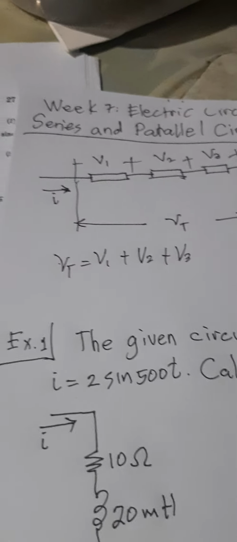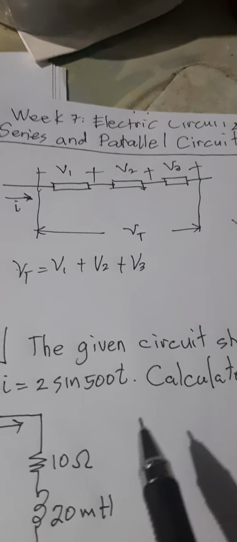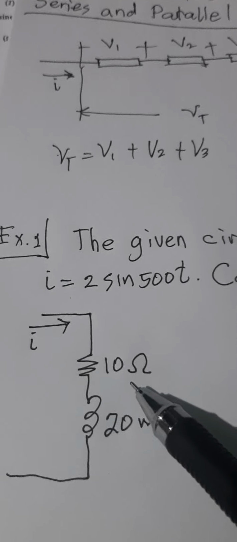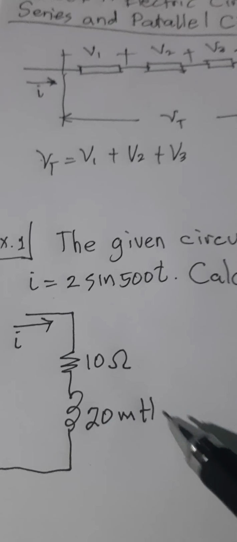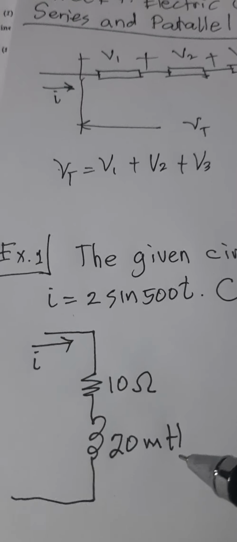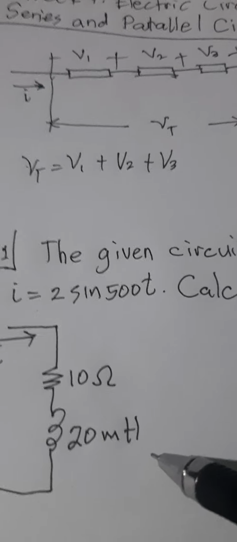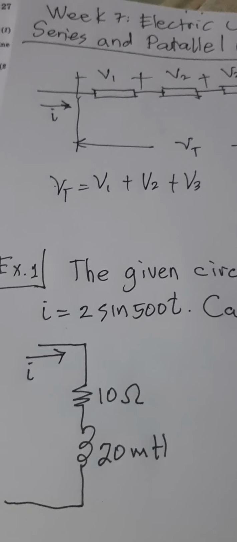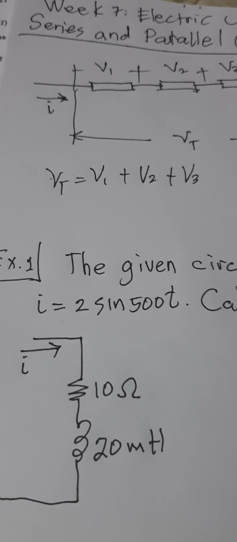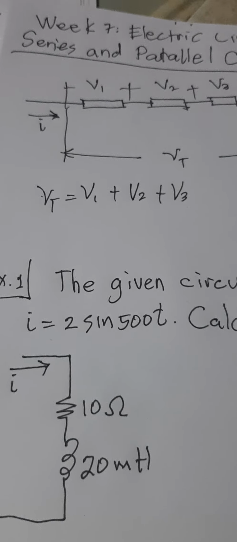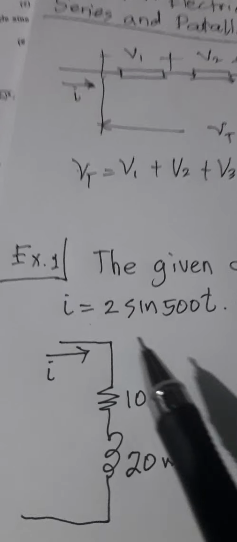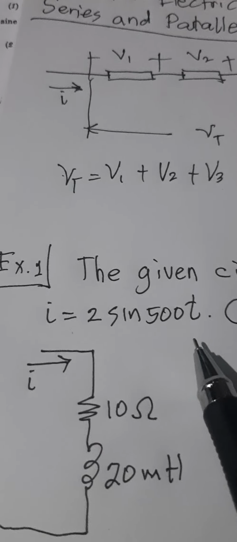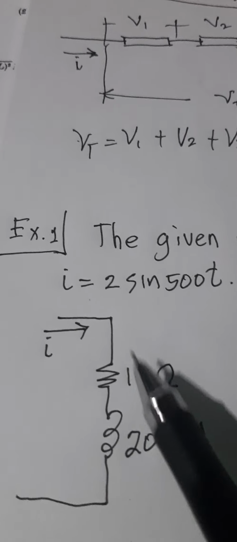Okay. Our example, given the circuit below, where a resistor of 10 ohms is connected across an inductor of 20 millihenry inductance. We are required to calculate the total applied voltage Vt when a current of i equals 2 sine 500t passes through the given circuit.